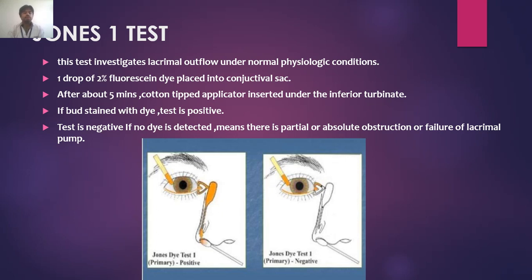After 5 minutes, a cotton-tipped applicator is inserted under the inferior turbinate. If the bud is stained with dye, the test is positive. If there is no dye, the test is negative. When no dye is detected, that means there is a partial or absolute obstruction or failure of the lacrimal pump.